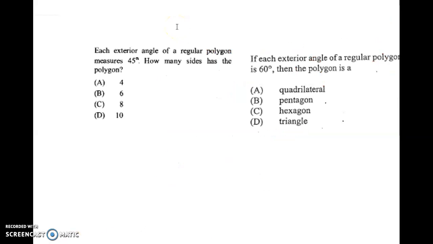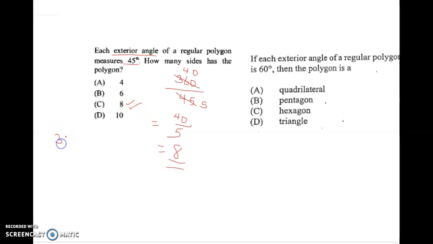Now for this one here, it says each exterior angle of a regular polygon measures 45 degrees. How many sides has the polygon? So the little rule for this is you say 360 divided by the exterior angle, which is 45. So let's divide that. We can say 9 into 45 is 5, 9 into 36 is 4, and then 0. 40 divided by 5 is 8. So it has 8 sides. So it's like 360 divided by exterior angle, right?